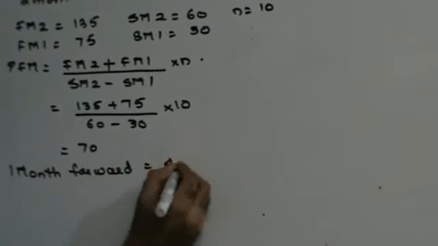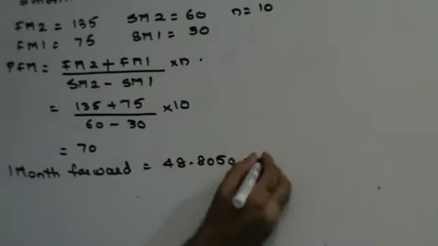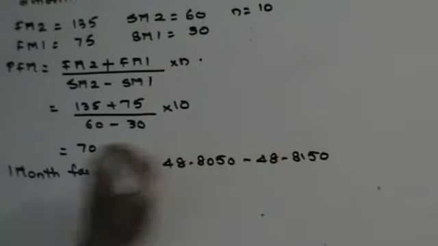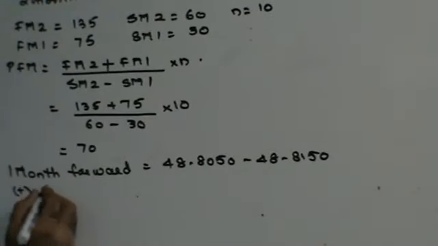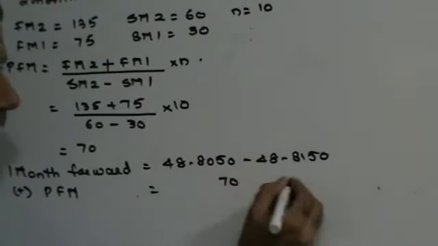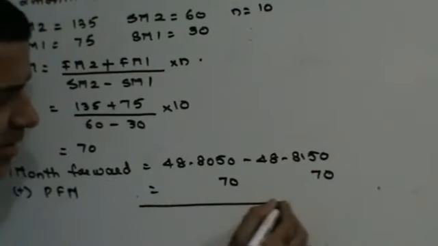So my 1 month forward is 48.8050, 48.8150 plus proportional forward margin. Guys, why am I adding the proportional forward margin? I am adding the proportional forward margin because my forward margin of the second period is at a premium. That is the reason why I am adding. Suppose the forward margin of second period would have been at a discount, I would have subtracted this. We have this problem because one of my forward margins is at a discount and the other is at a premium, right? So this is going to be 70 and 70. You add the same amount.